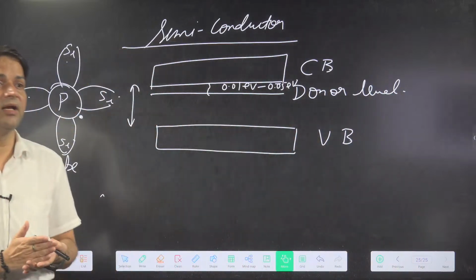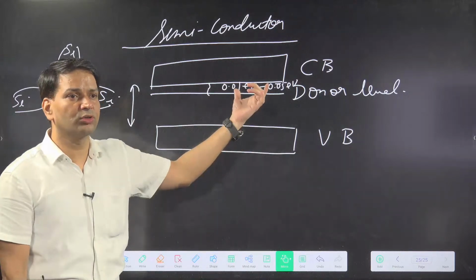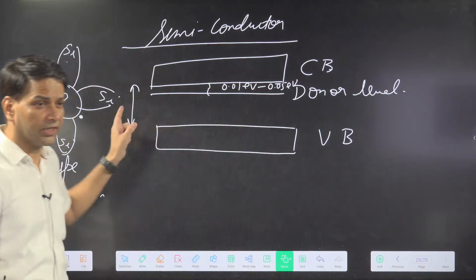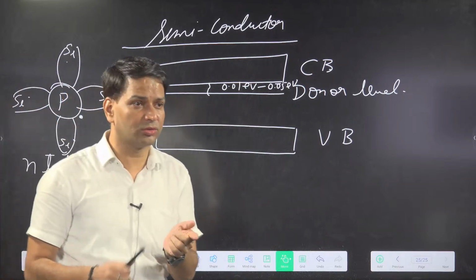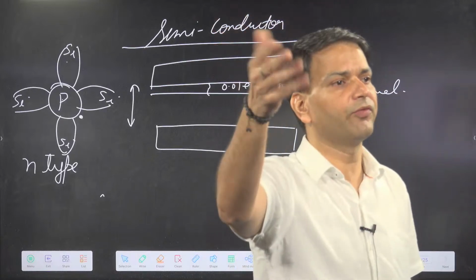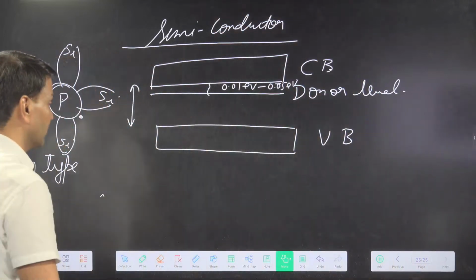Electron. And they created the donor level near to the conduction band. So the fifth electron's energy is not equal to the free electron energy, but when we give a small amount of energy, it will become free and go to the conduction band. Okay.